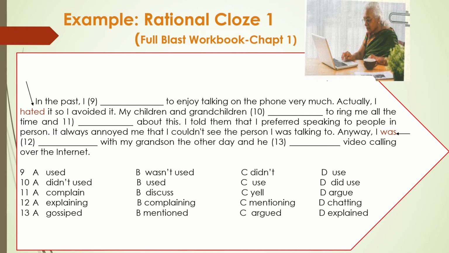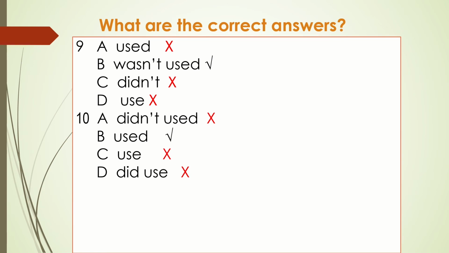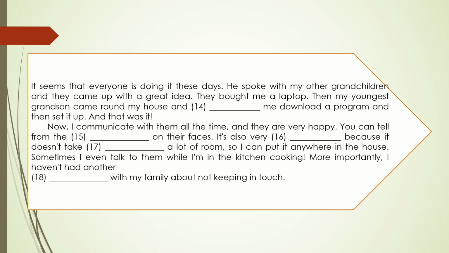So what he did was he explained that this is how she can get in touch with the grandson and the children, maybe. Mention could be the answer as well, but explain is more suitable. Okay, let's move on to the next question, the correct answer.